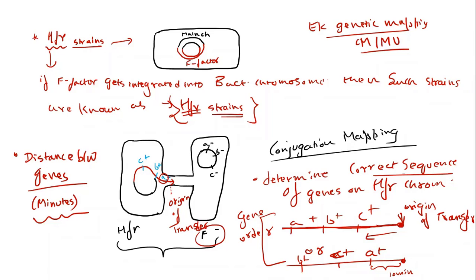अभी सिर्फ नोट करना है, ये बहुत डिटेल में आने वाला है. Do not get confused. Is the main aim clear to you? So: determining the correct sequence of genes on the HFR chromosome with respect to the origin of transfer, and then finding the distance between the genes in minutes. Does that make sense to everyone? This is a brief overview of what is included in conjugation mapping.